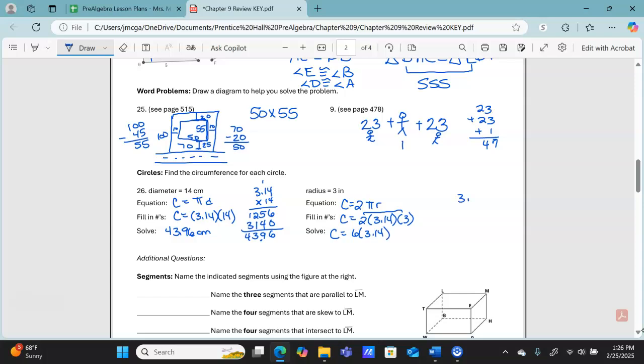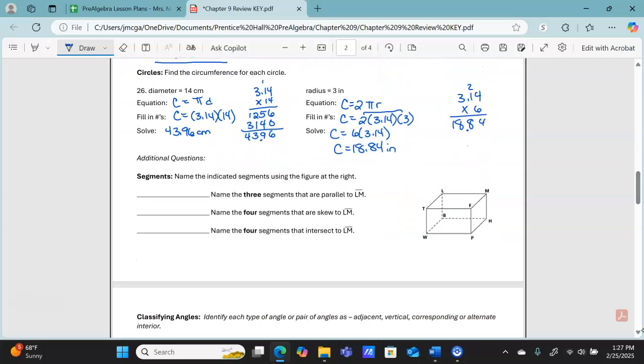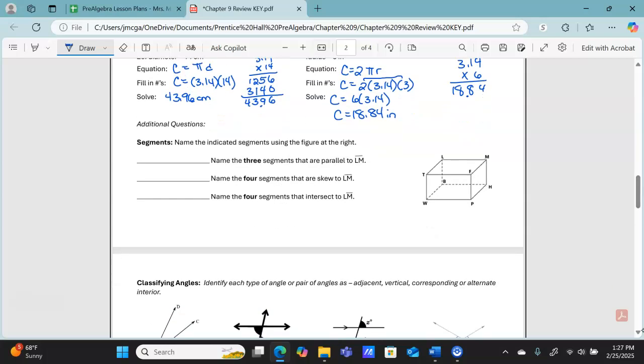And so I have 3.14 times 6. 24, carry the 2. 6 times 1 is 6, plus 2 is 8. 3 times 6 is 18. So we get a circumference of 18.84 inches. And then these are additional questions that they didn't really cover in your chapter review.